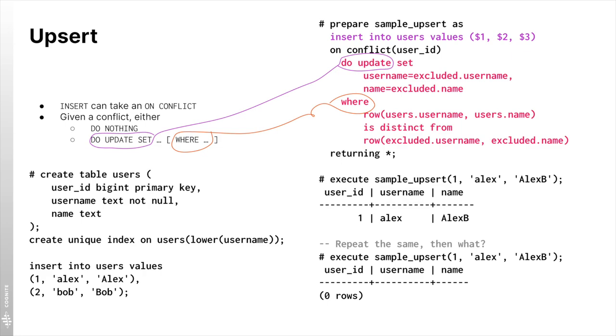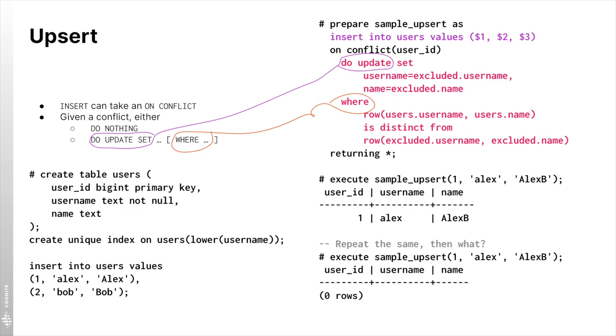Remember that an update in Postgres, because of multi-version concurrency, is pretty much a delete and an insert. So if you do an update where you effectively change nothing, you're still causing writes. So if you do on conflict do update, you should pretty much always have a where clause for it. In the example on the right, we use the very simple table we created on the left here, just two users that we then attempt to first insert and then upsert.